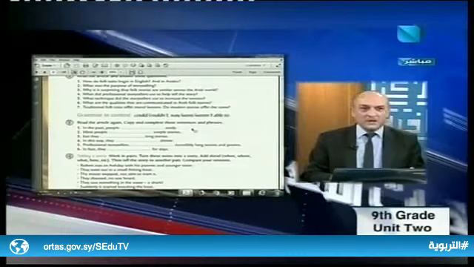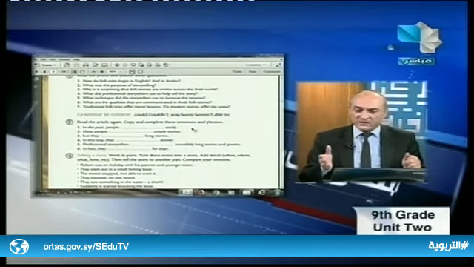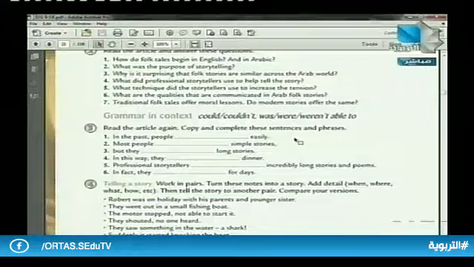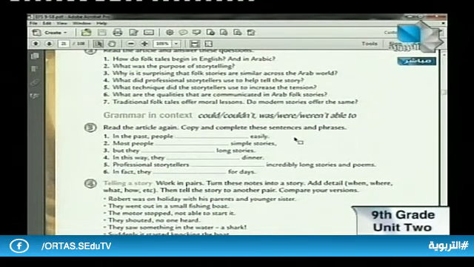Here in exercise 3, we have six statements, I think they are from the text itself.